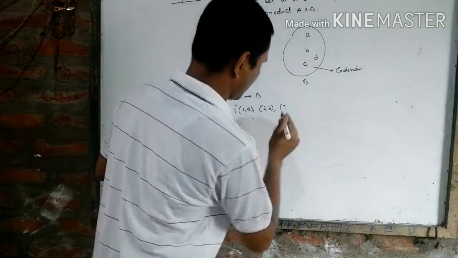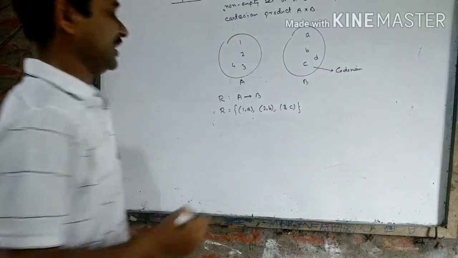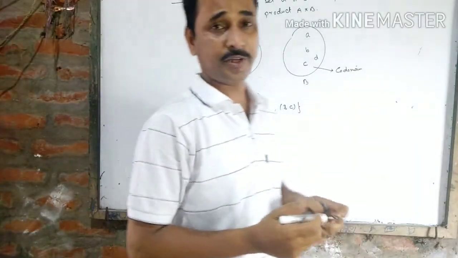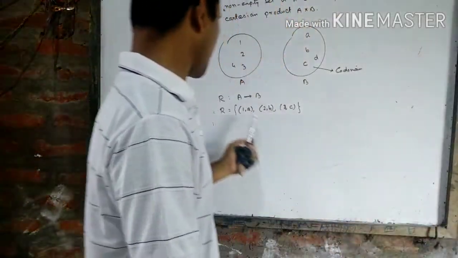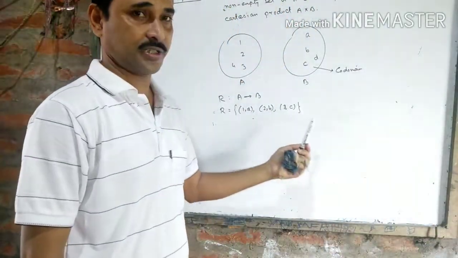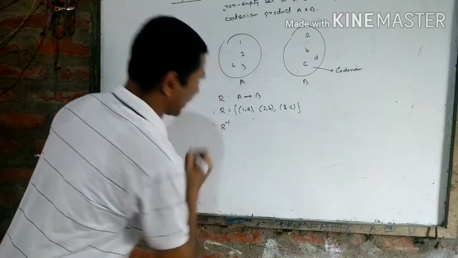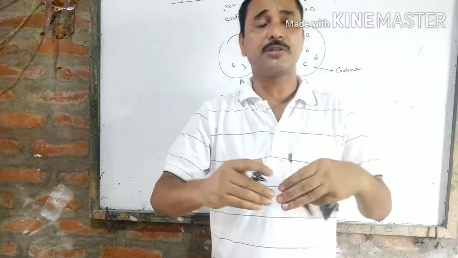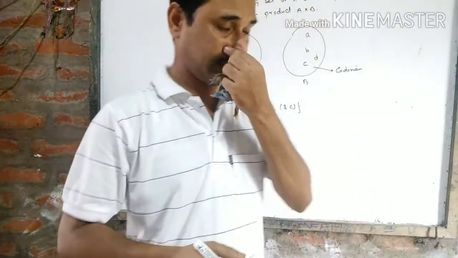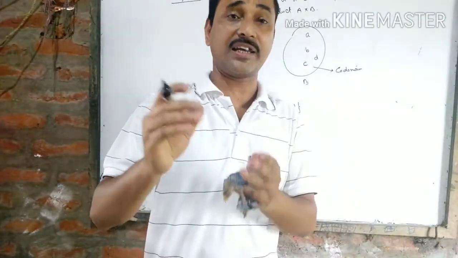One more definition is there. Inverse relation or inverse of a relation. How to write inverse of a relation? Suppose our relation R is (1,A), (2,B), (3,C). Inverse of a relation is denoted by R to the power minus 1, and we read it as R inverse.